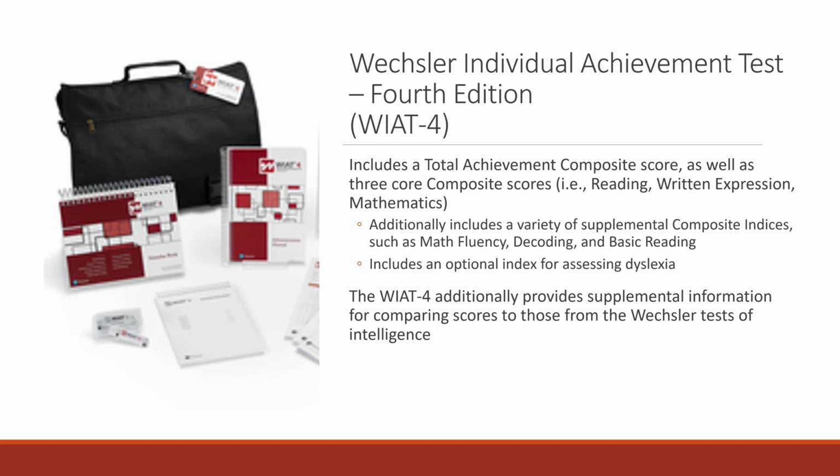And so the Wechsler Individual Achievement Test, also known as the WIAT, it gives you a total achievement composite score, which is kind of like the achievement version of the IQ score. And similarly, it breaks it down into composite scores. So it'll give you a reading score, written expression, mathematics, spelling, these different areas. It can also break it down a little bit further. So, for example, if somebody is having trouble with reading, it'll break it down into decoding versus basic reading versus reading comprehension. And this allows for better assessment of things like dyslexia.